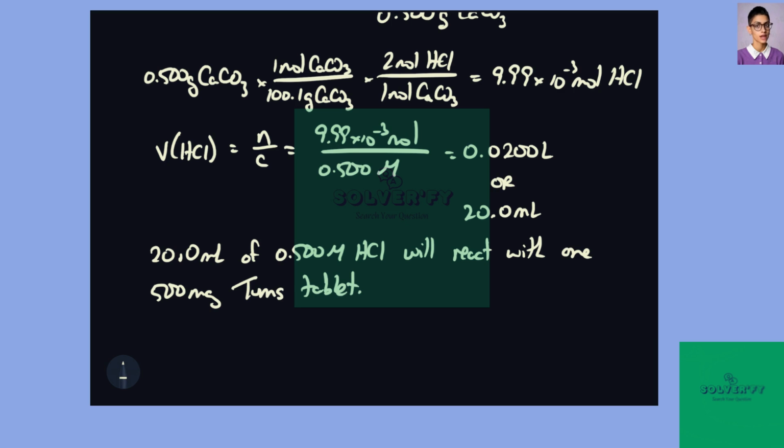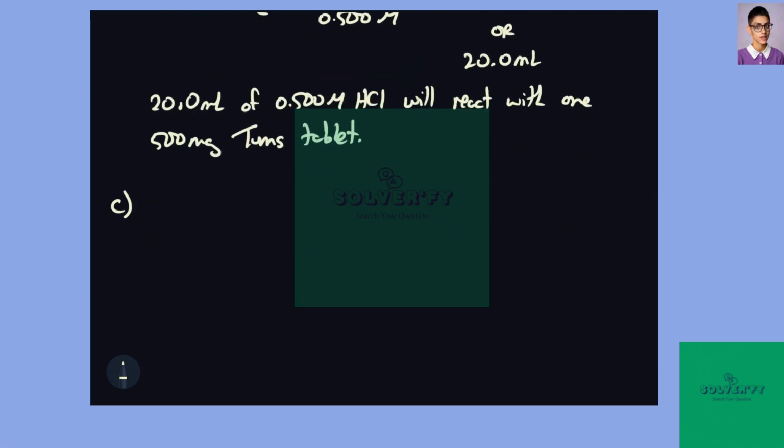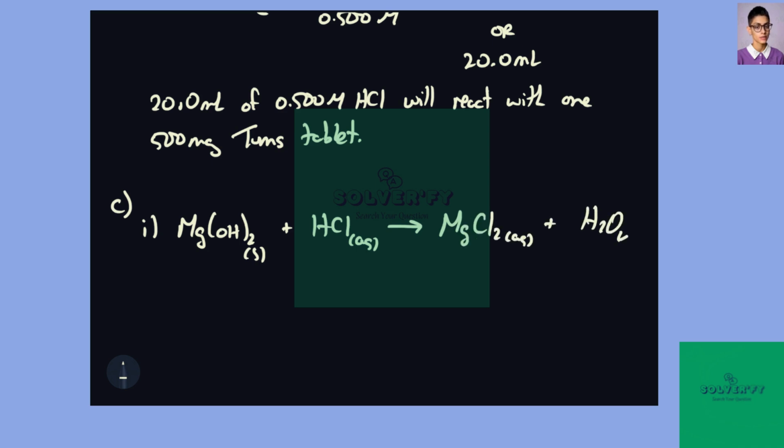And for part C, the active ingredients in Rolaids are calcium carbonate and magnesium hydroxide. Write the balanced equation for the reaction of magnesium hydroxide and HCl for part 1. Magnesium hydroxide and HCl. The magnesium hydroxide would be present as a solid. HCl would be aqueous. This would yield MgCl2 and H2O. Balancing this, we need a 2 in front of the HCl.